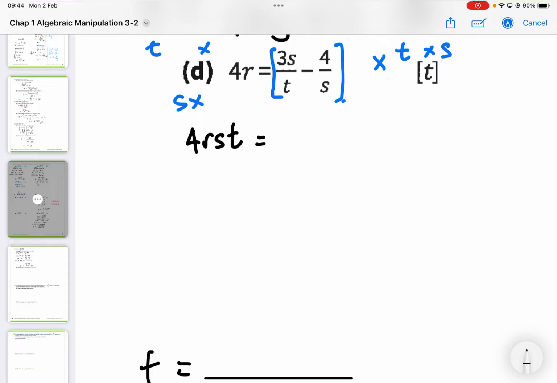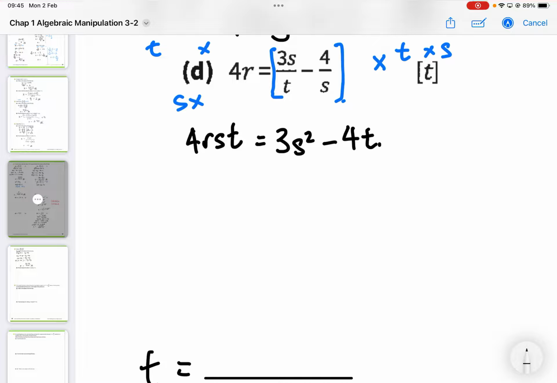Then when I multiply T and S to the first fraction, the T will cancel with the T, my S will multiply the numerator. So my first term becomes 3S squared. Minus is still minus. Then my S and my T multiply to this second fraction. The S will be used to cancel out this S. The T will multiply the numerator. So I'm left with like that.